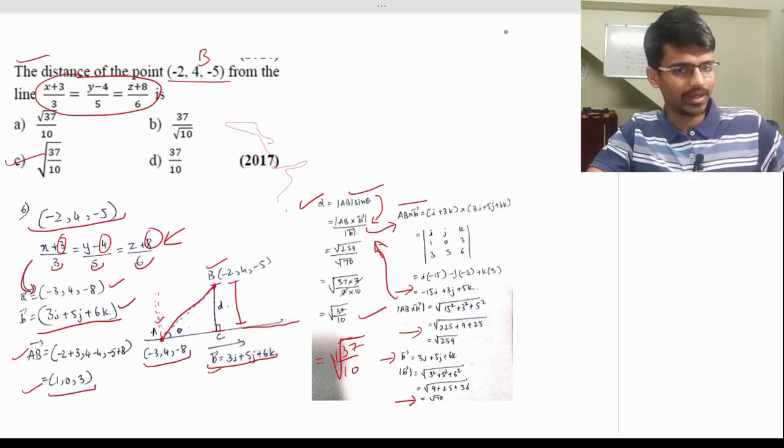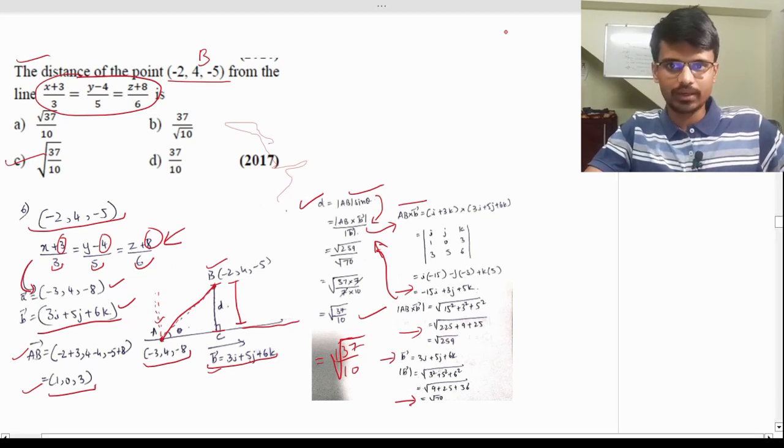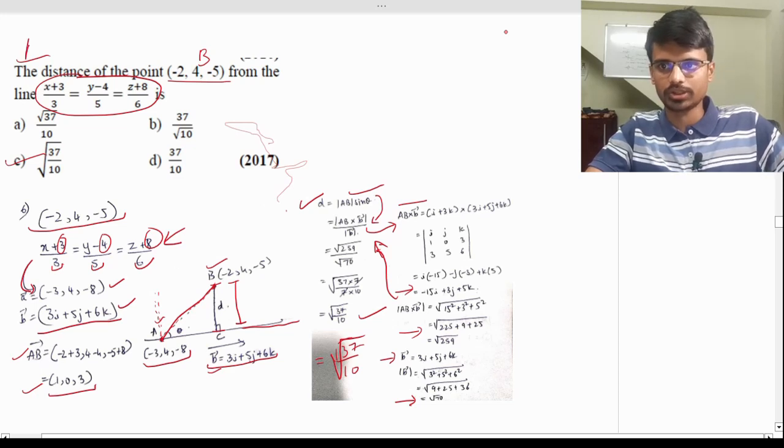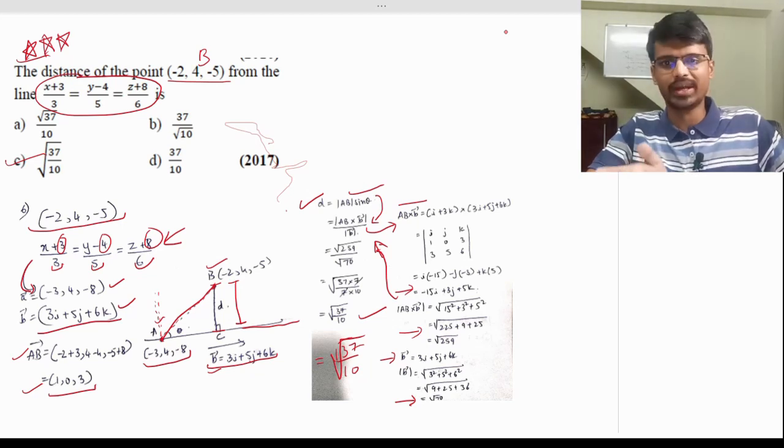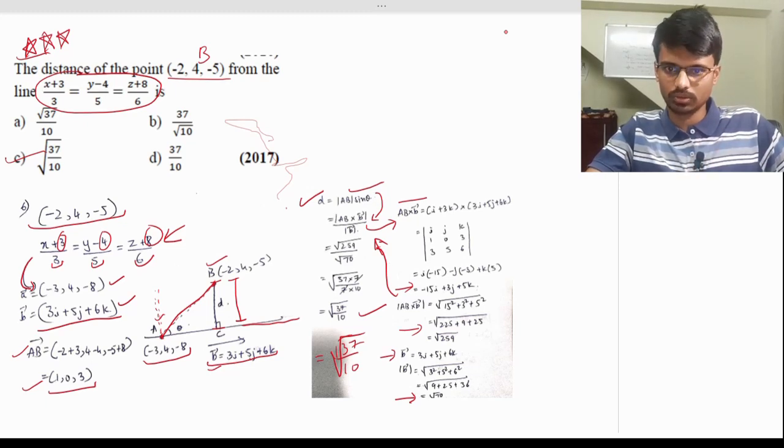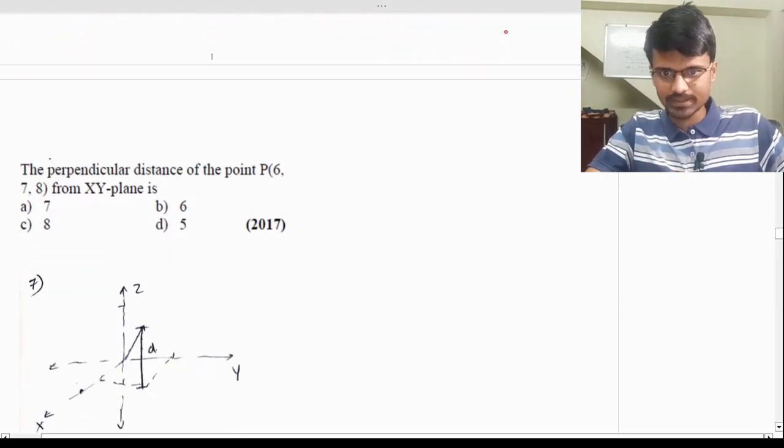Okay, AB sine theta, and to find AB sine theta, I have used the cross product and I have found it out. So this is a very important question. He has asked it repeatedly, so you can go through this solution once again and practice this. You can expect a question similar to this, because every year he has asked a similar question. So practice this type of question.